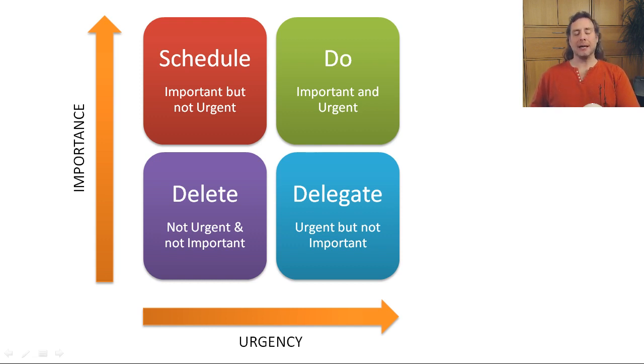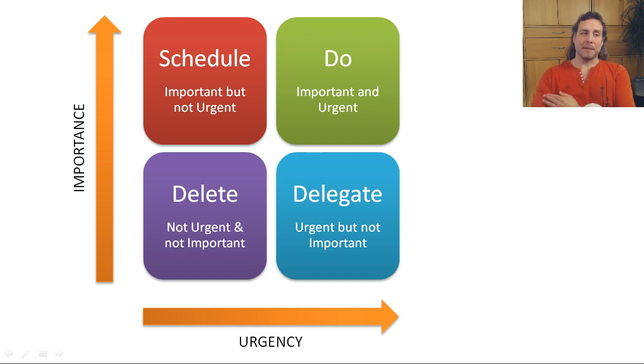Okay, so this is the simplest form of an Eisenhower matrix. There are just 4 levels on it, and it helps you to decide how to prioritize your tasks, which tasks to do, which to schedule, which to delegate, and which to delete altogether.